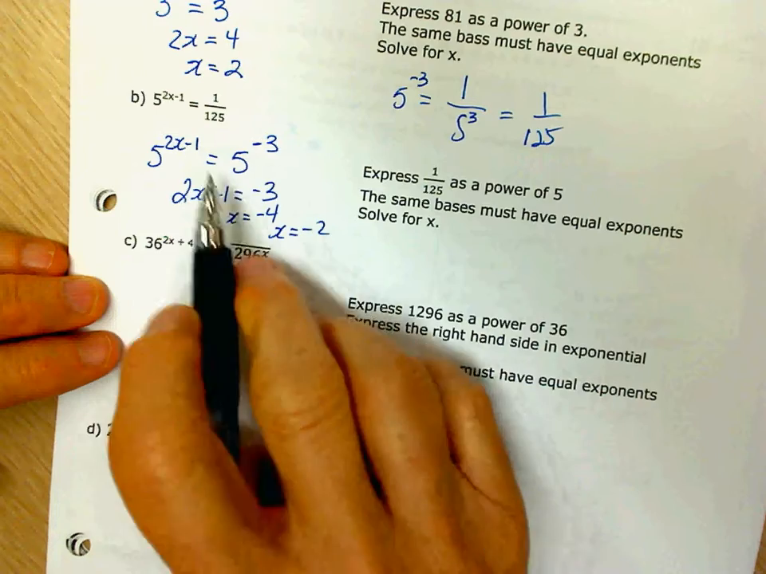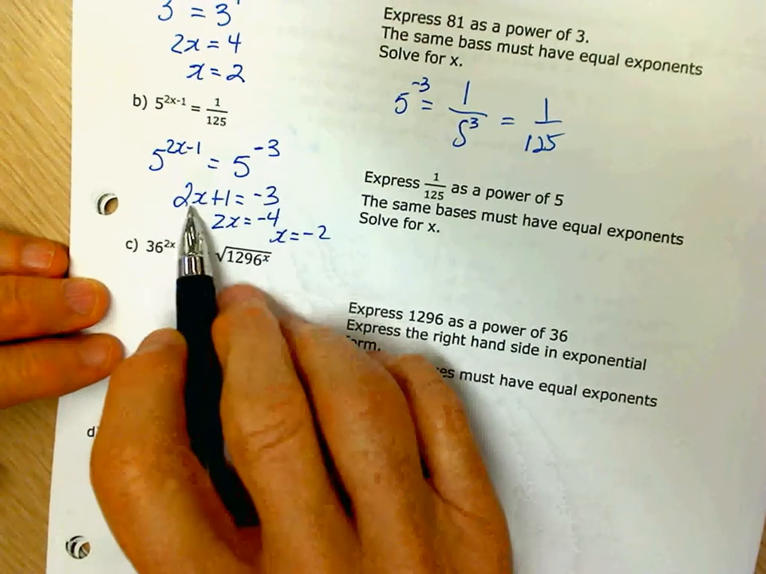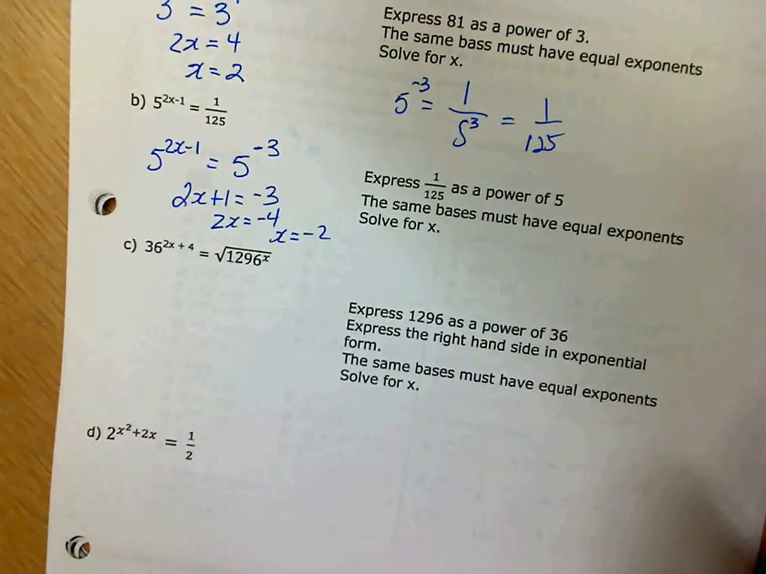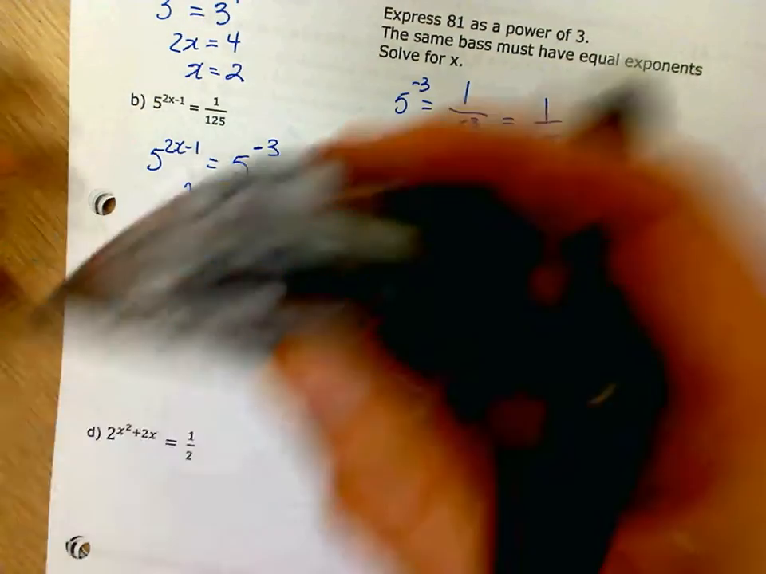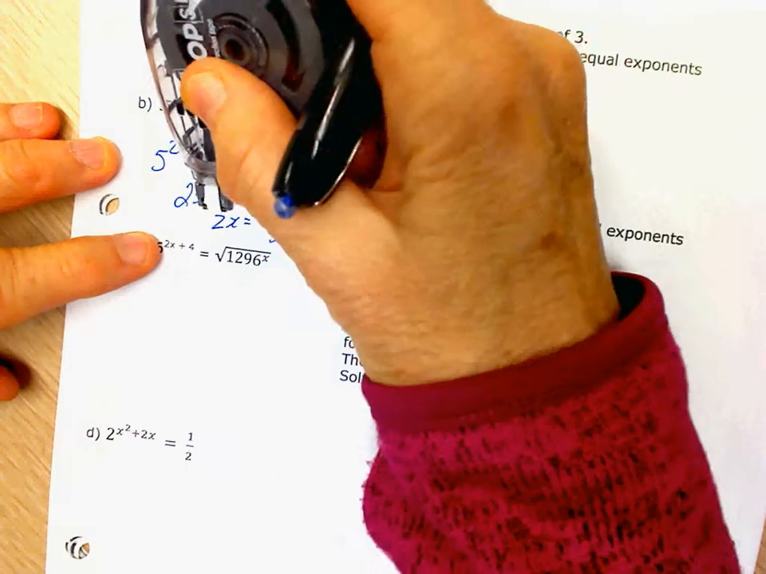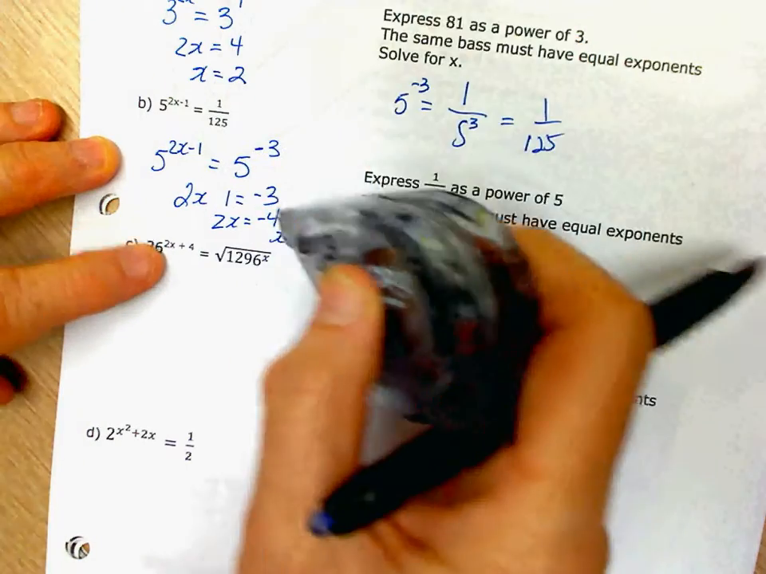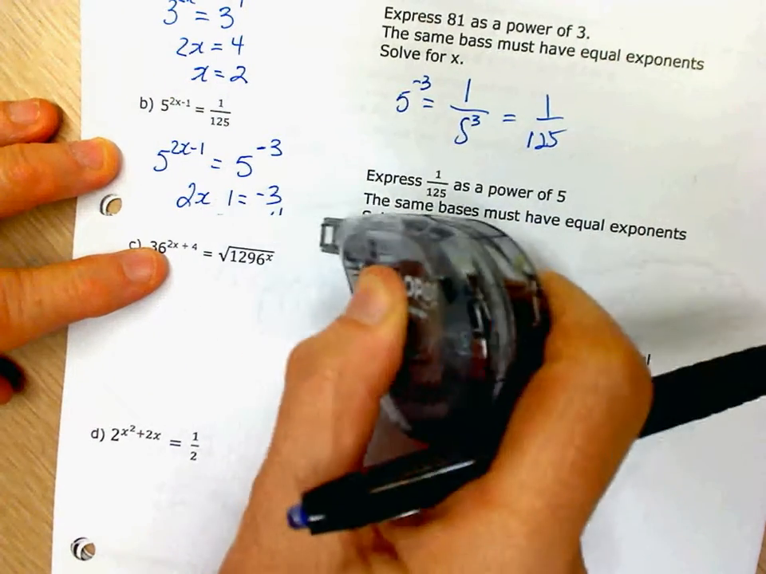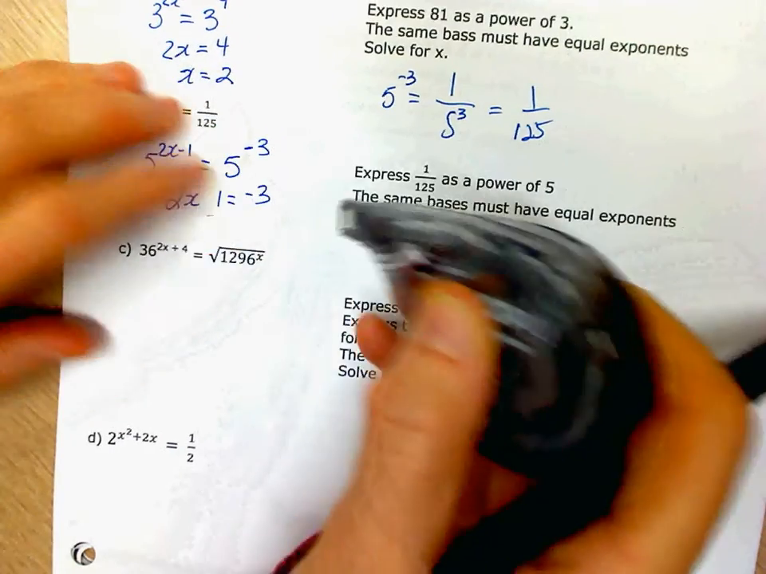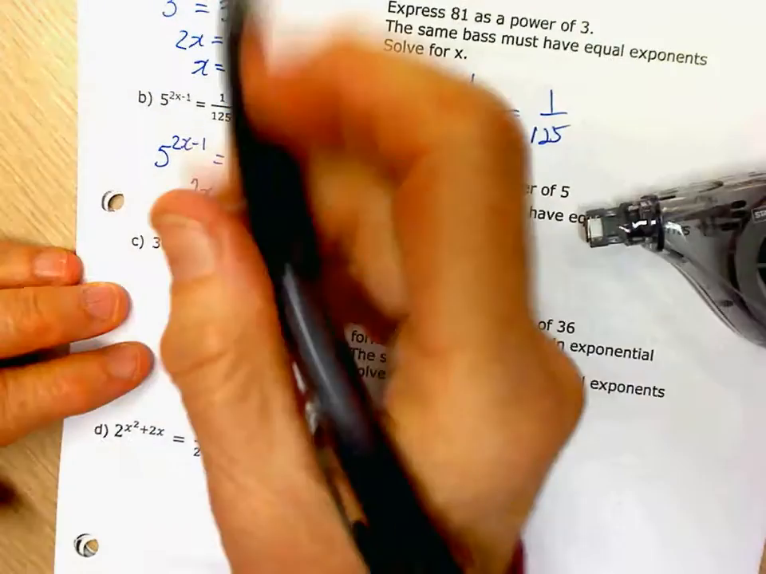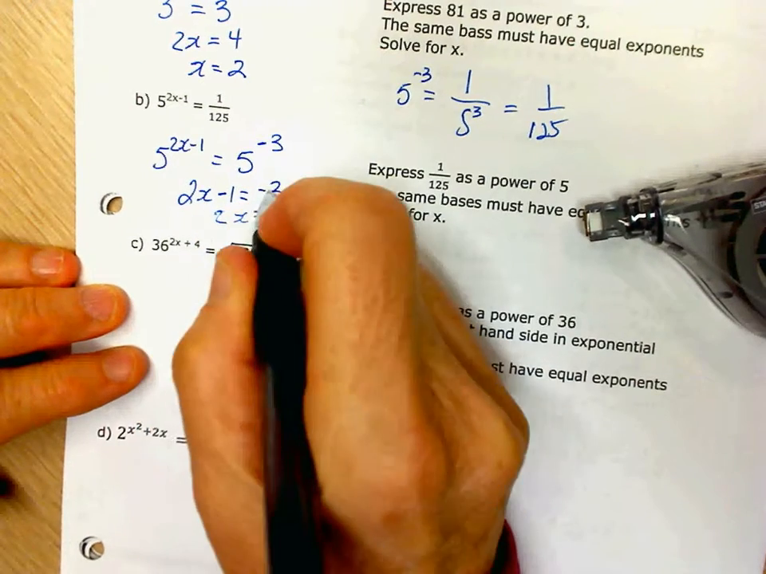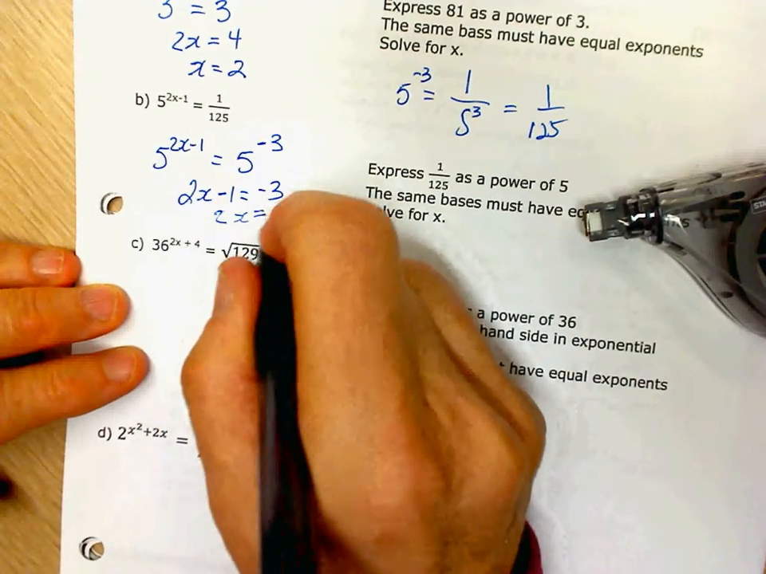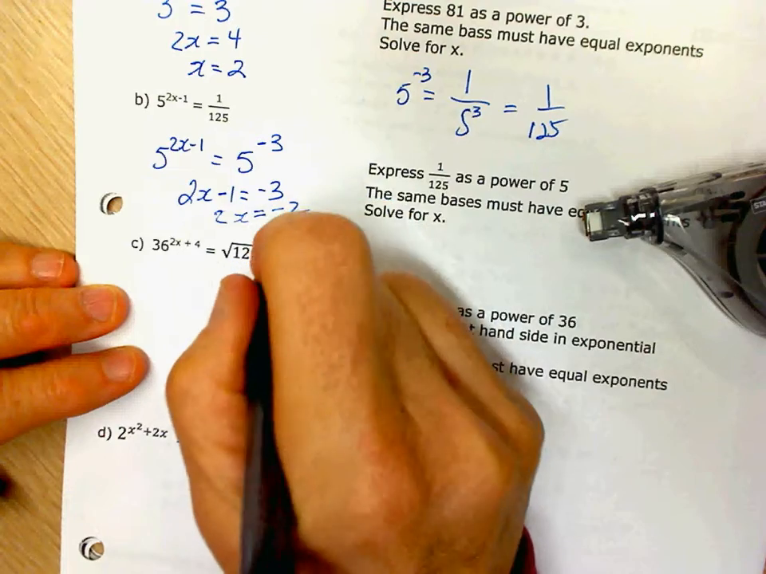Did I make a mistake? Oh, thank you so much. Thank you for pointing these little boo-boos out. So my answer's wrong, isn't it? So it's 2x minus 1. So 2x equals negative 3 plus 1 is negative 2. So x equals negative 1.